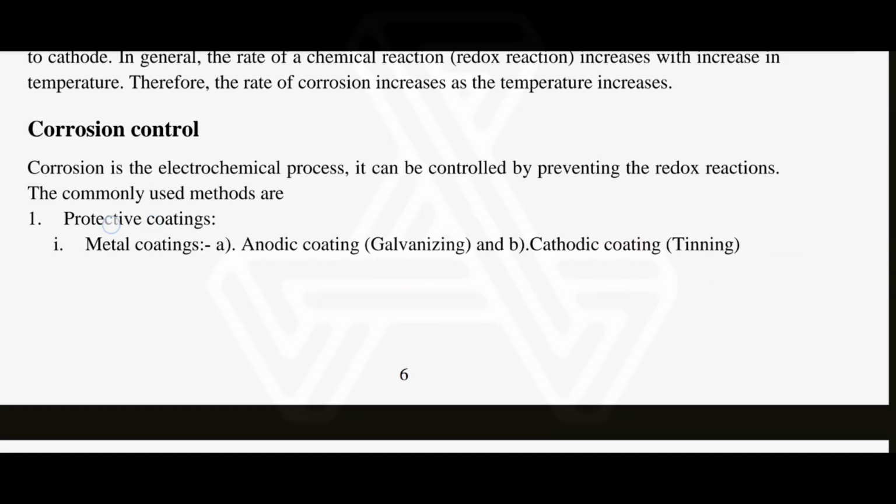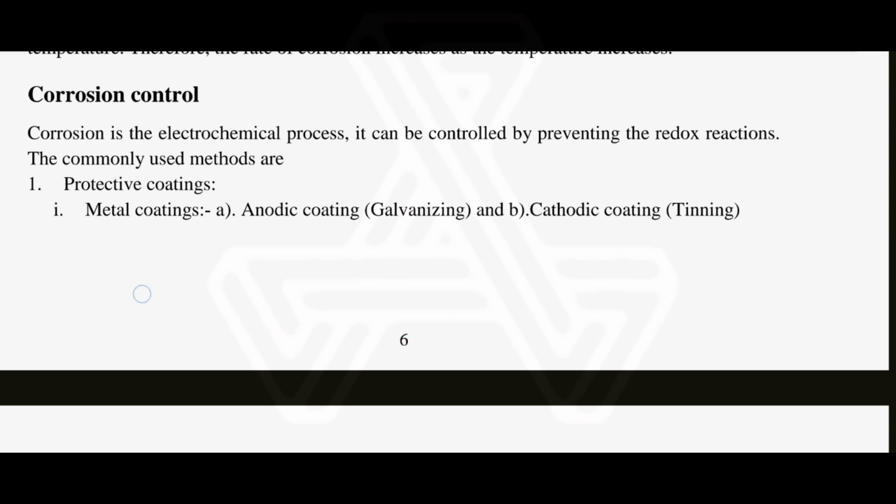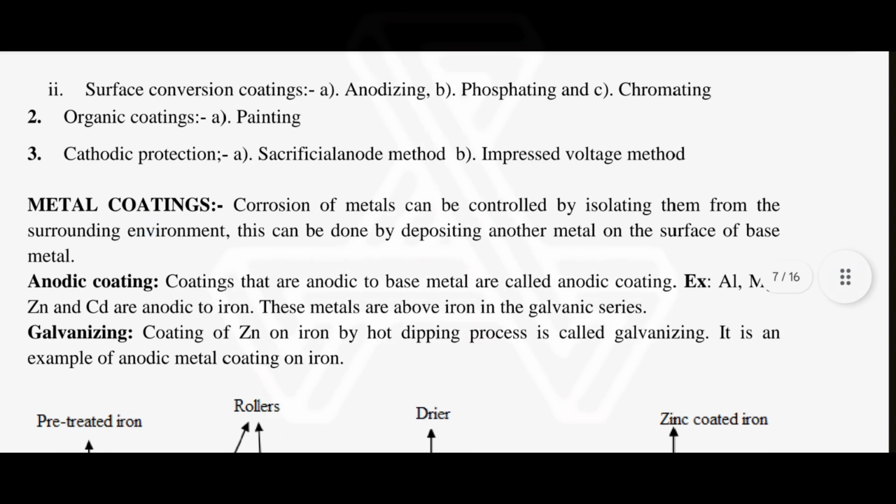Corrosion control. Corrosion is an electrochemical process. It can be controlled by preventing the redox reactions. The commonly used methods are protective coatings: metal coatings, anodic coatings, galvanizing, cathodic coating, tinning; surface conversion coatings: anodizing, phosphating and chromating; organic coatings, painting; cathodic protection: sacrificial anode method and impressed voltage method.